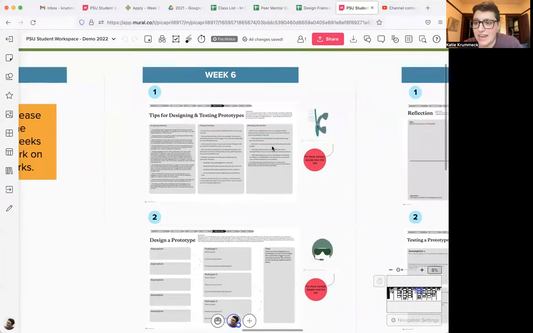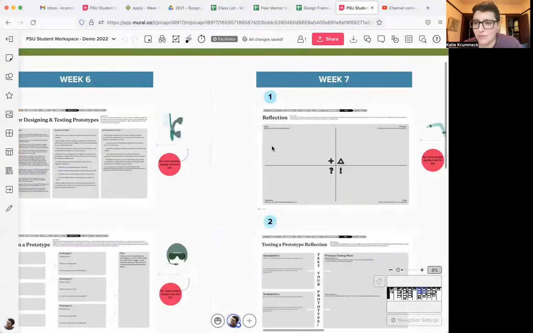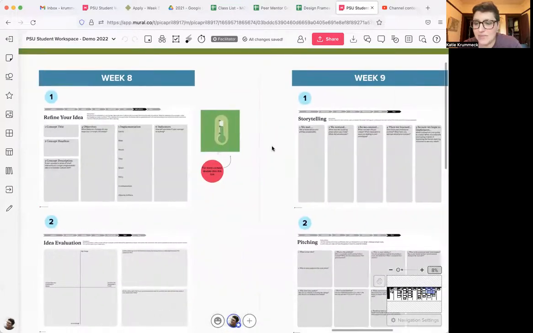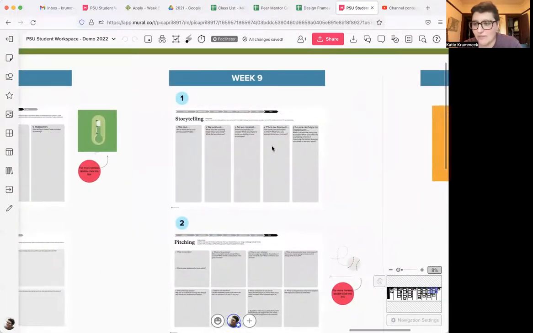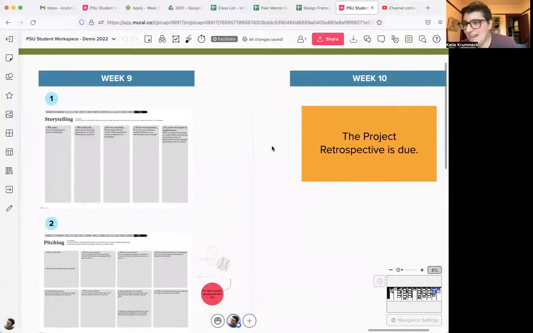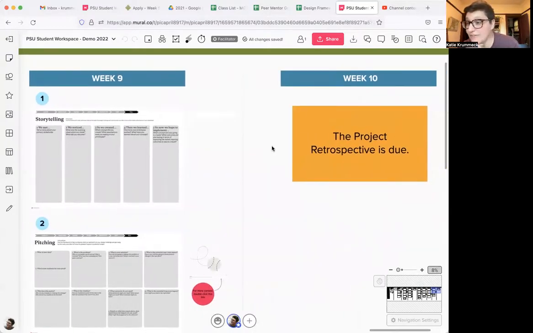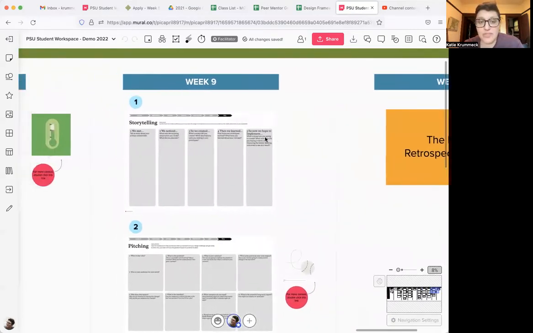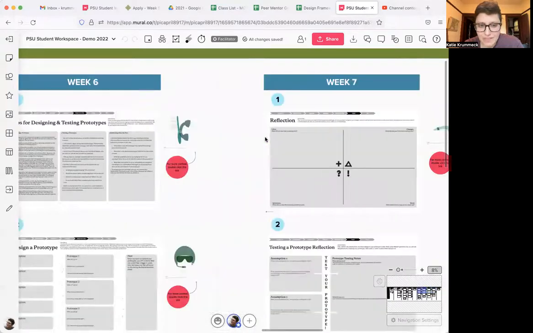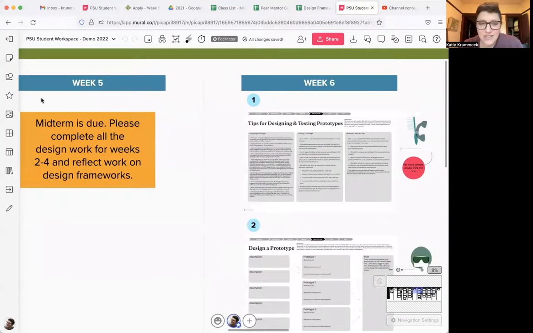So that's where you're headed, and you'll keep working through the same rhythm the next 4 weeks of design frameworks, and then in week 10 we'll ask you to do an assignment called the project retrospective, which will help you to bring together all the learnings from these 7 weeks of design work. So that's where we're headed.